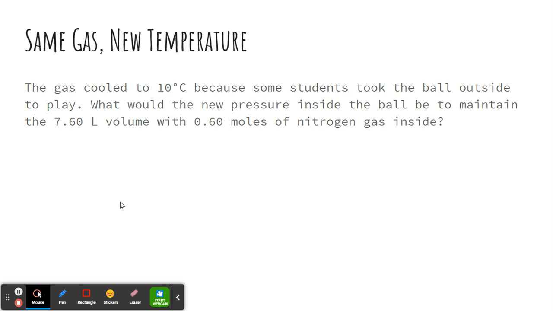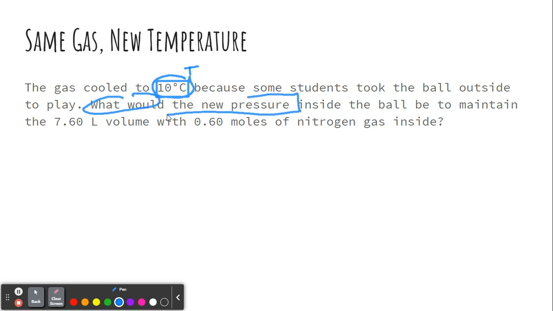So let's try a new problem where instead of solving for moles, we solve for something else. Let's say the gas cooled to 10 degrees. Here, we'll box that. That's my new temperature. Because I went outside to play, the temperature was lower. What would be the new pressure? So this time we're going to solve for pressure inside the ball, to maintain the 7.6 liter volume with 0.6 moles of the gas.